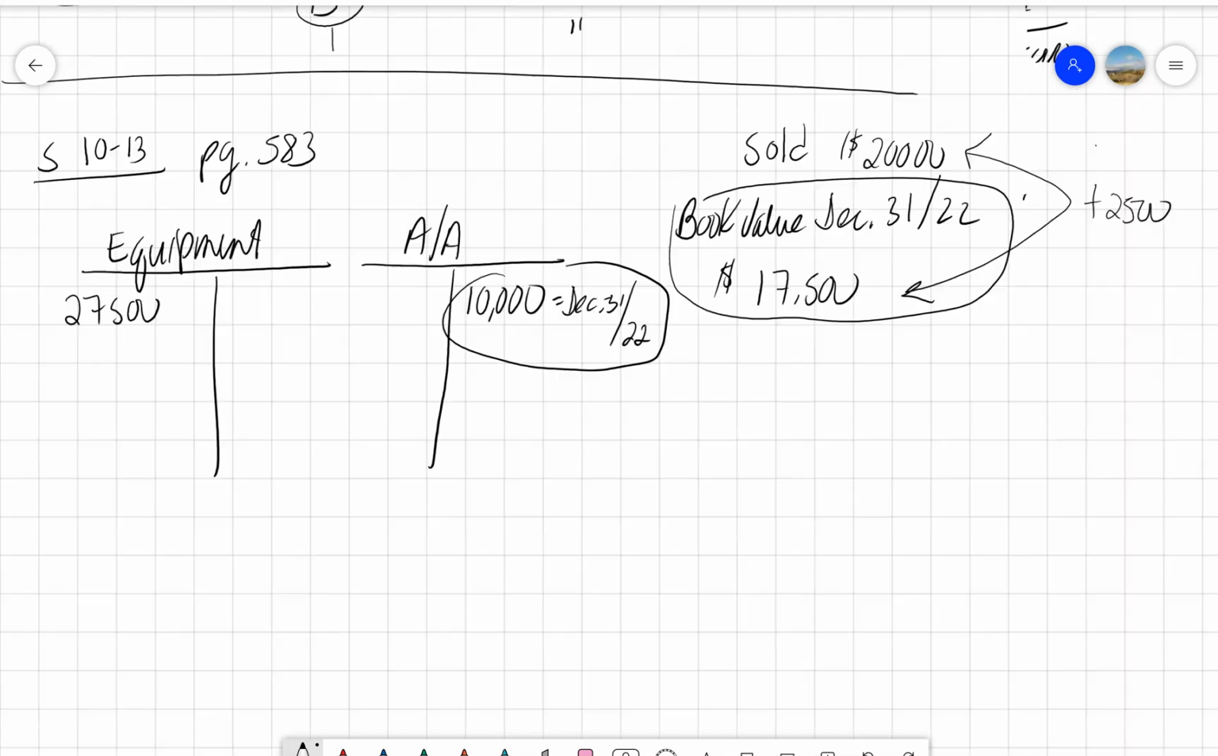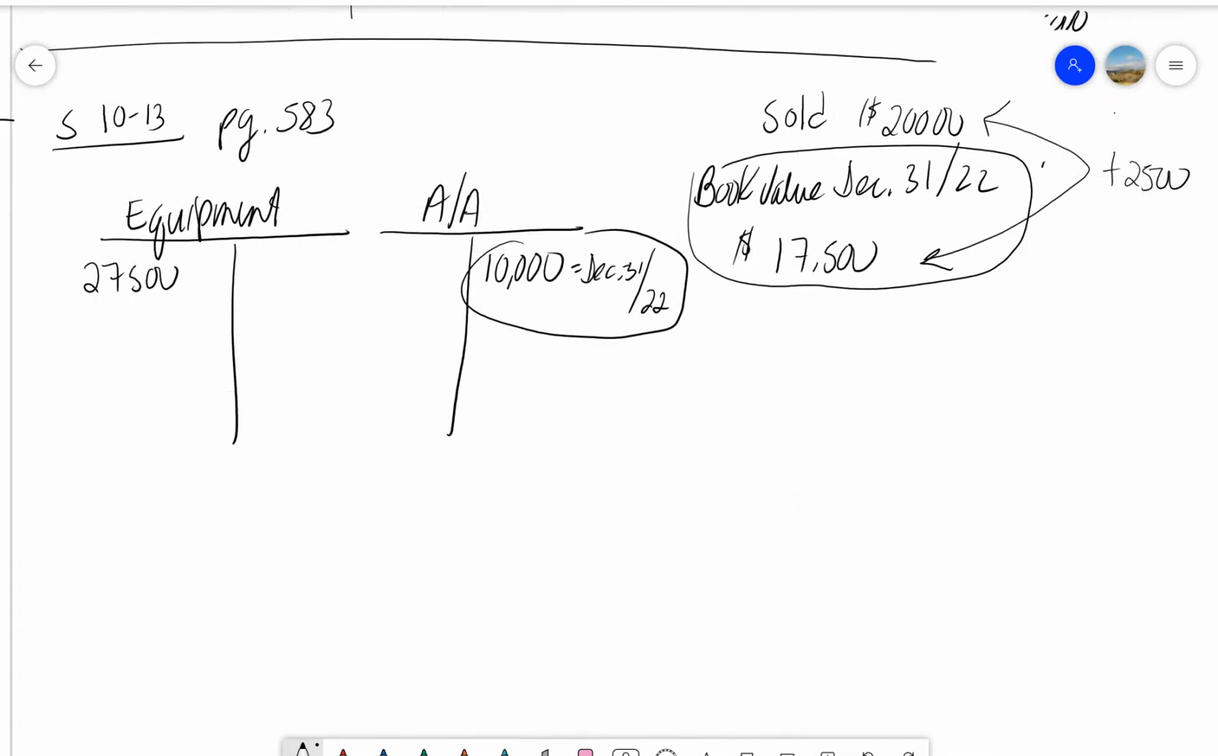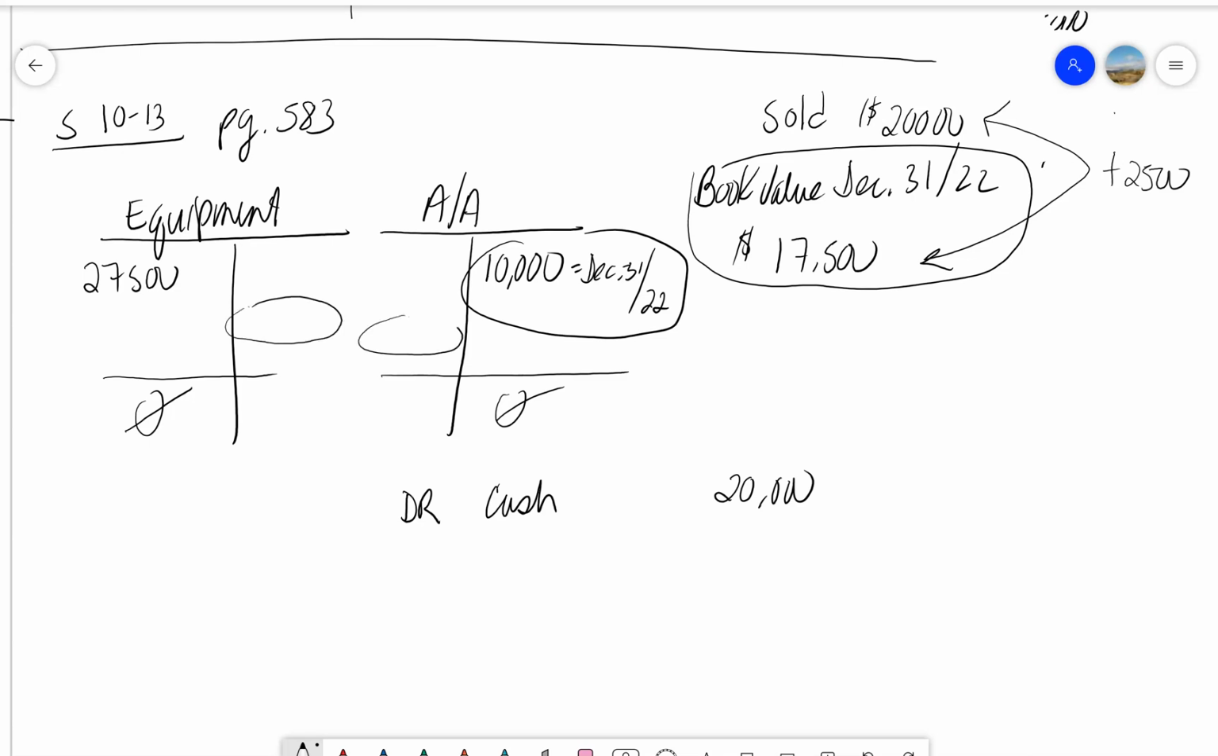So now we got to figure out, well, how will we record the journal entry when we sell the asset? Well, if you think about it, what are we going to debit? Well, how much cash do we get? We're going to debit cash for $20,000. After we sell this equipment, what should the balance be in these two T accounts? Well, we no longer own the equipment, so these two T accounts need to go to 0. So how do we get this equipment to 0, and how do we get accumulated amortization to 0? Well, for the equipment, we have to credit it, and for accumulated amortization, we have to debit it.